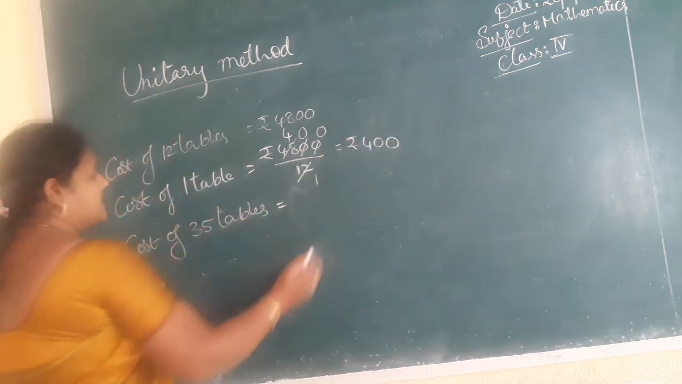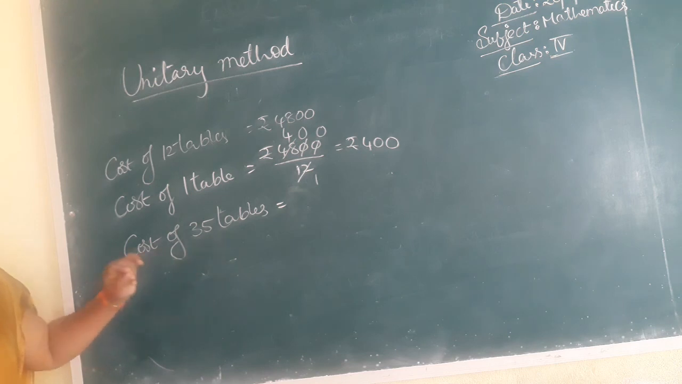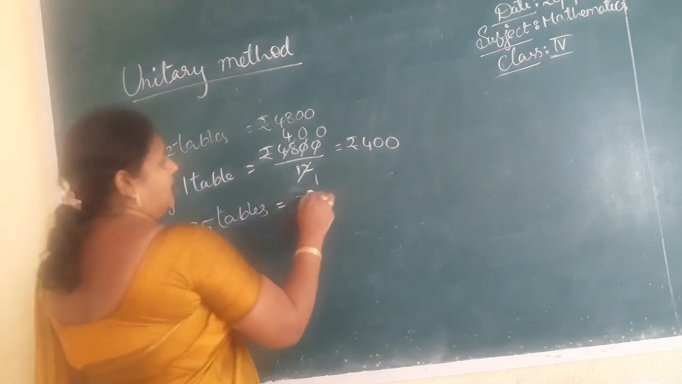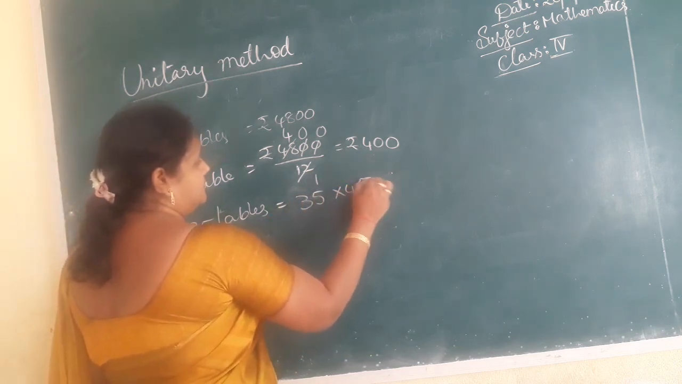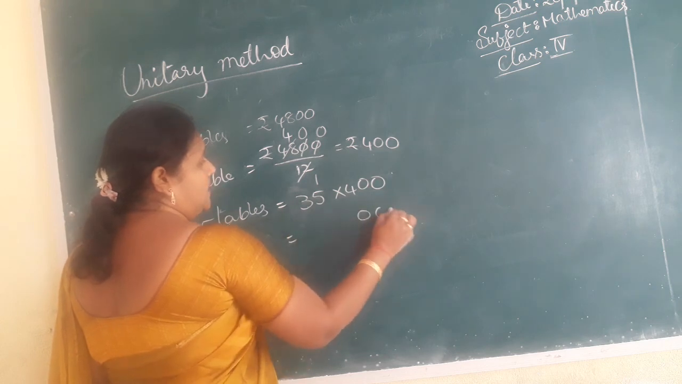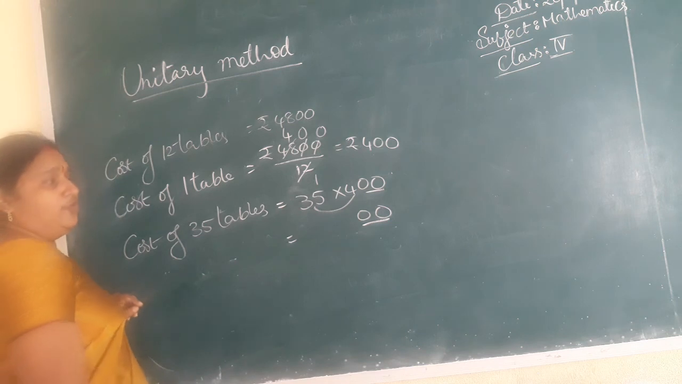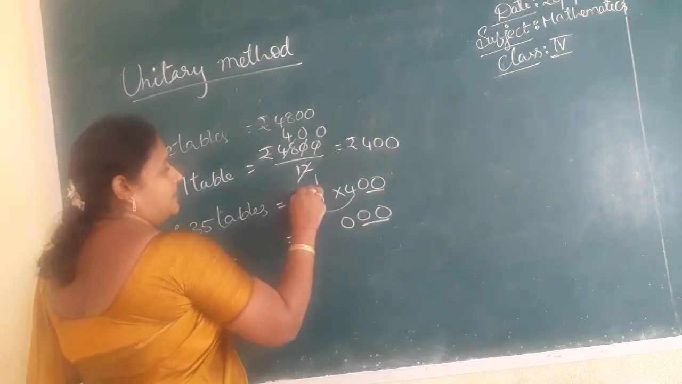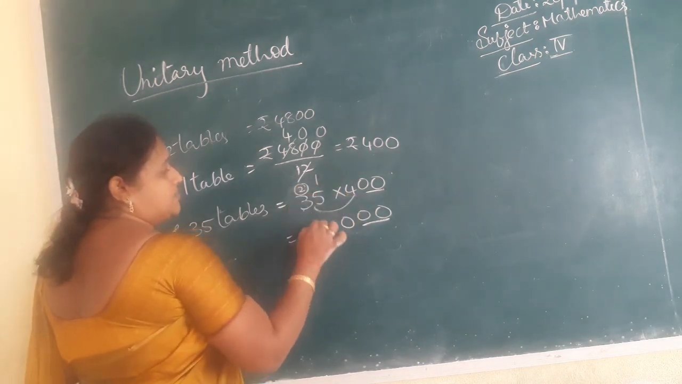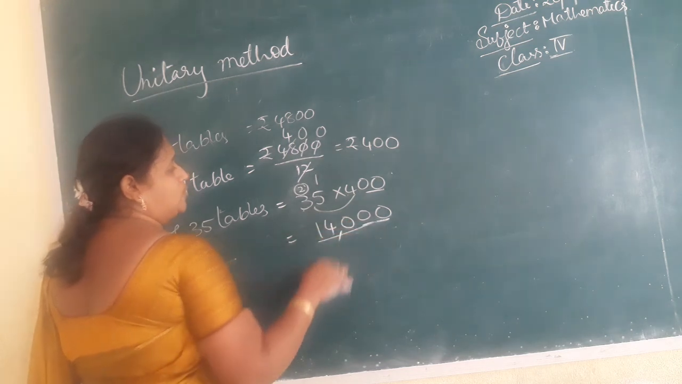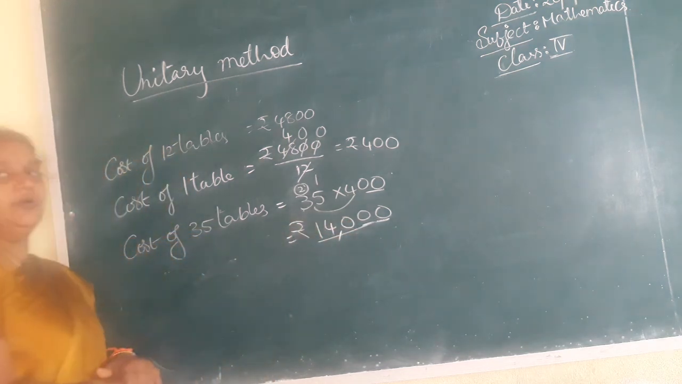Here they are asking us to find the cost of 35 tables. So 35 into 400. 2 zeros as usual. Multiply 4 with 5: 4 fives 20. 4 threes 12, 12 plus 2 is 14. 14,000 rupees is the cost of 35 tables.